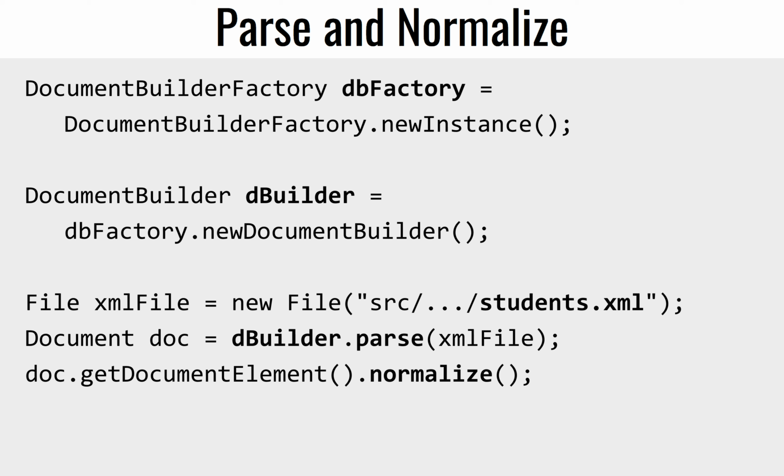So here, once you have the document builder, you can pass it an XML document through a file and say parse it. Once you parse it, you can optionally call normalize on that document. Here we have the document being parsed and represented in memory by this variable doc of type Document, and the document provides all sorts of methods that allow you to find and retrieve different nodes in the document.